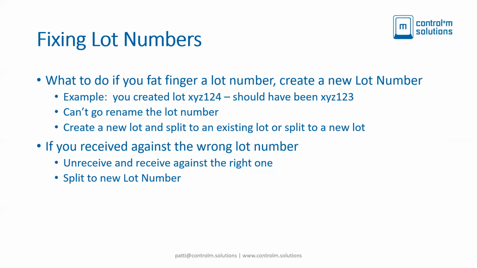You can either create a new lot number, the right lot number, and then you can use the split container screen to reassign and create a new one at the same time or reassign to an existing one. Same thing if you received against the wrong lot number, that's easy to fix. You can either unreceive, which we're going to see in a few slides, or we can just split to a new lot number.